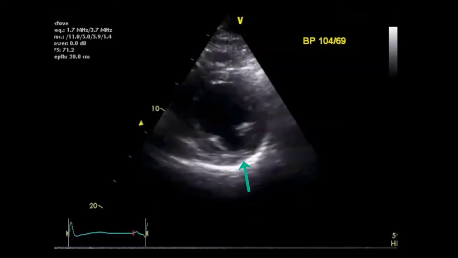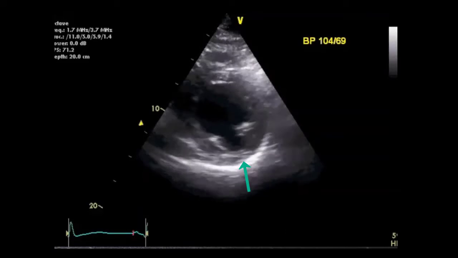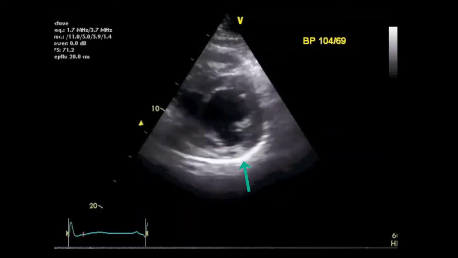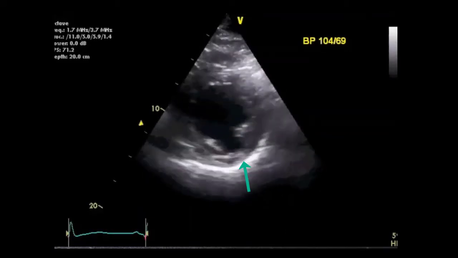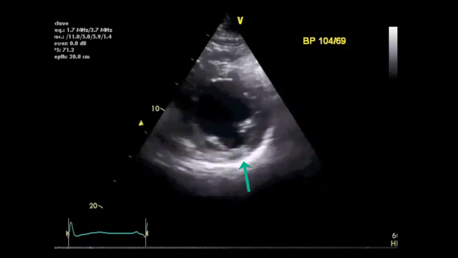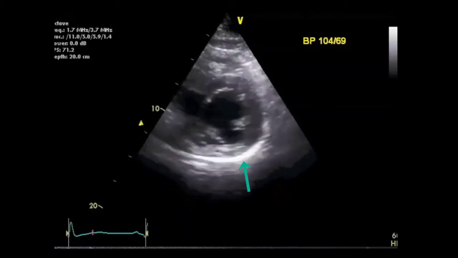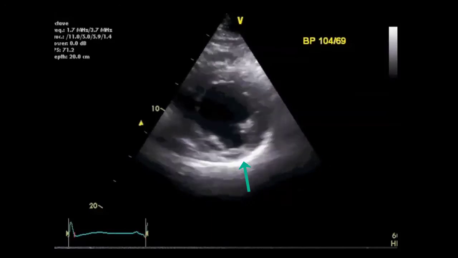The inferior LV wall is supplied by the RCA in 2/3 of patients. We can conclude from this echo that there is ischemia of the inferior wall with likely occlusion of the RCA.